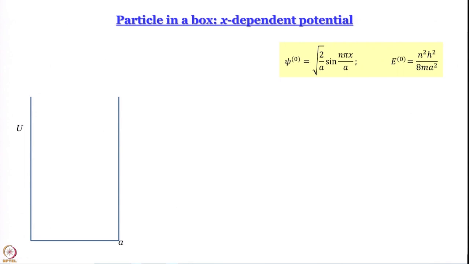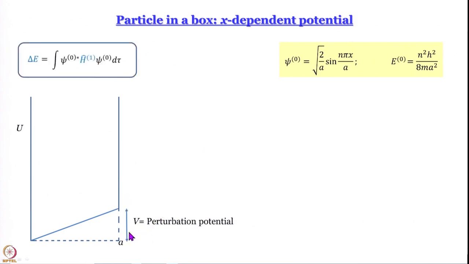Now, we want to bring in the perturbation to the system to arrive at our box with a slanting bottom. So, this is the perturbation we bring. Let us say at x equal to a, the perturbation potential is V. Remember, what we are trying to do is get an expression for the first order correction to the energy brought in by this slanting bottom. To do that, we will need to know what the first order correction to Hamiltonian is, which will be, of course, the potential energy.